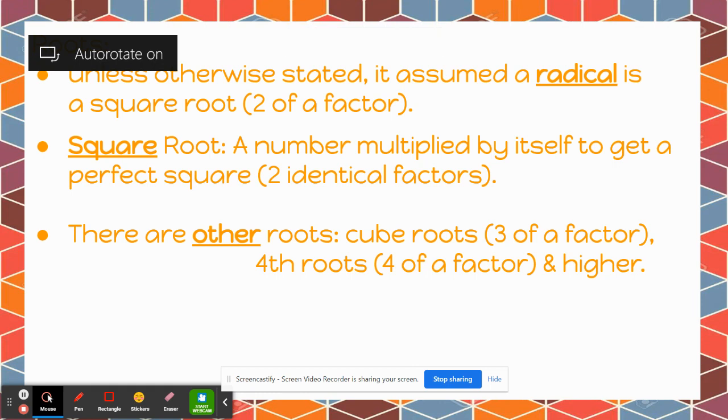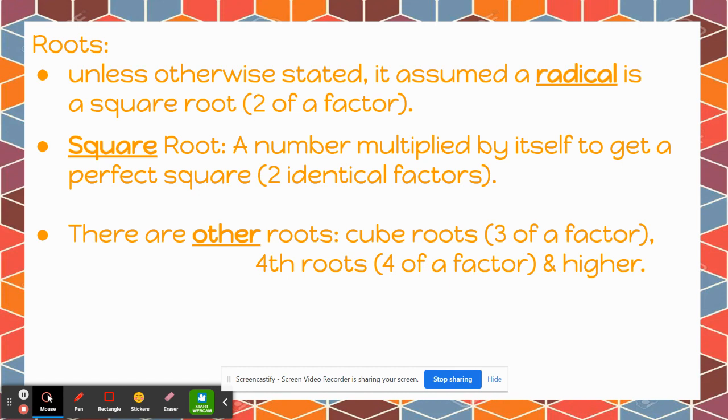All right, so the second part of your notes are going to talk about the different types of roots. Unless otherwise stated, it's assumed a radical is a square root, which means that the factor is 2. So you need pairs of 2 to pull it out of the square root. A square root is a number multiplied by itself to get a perfect square. So those two factors have to be the same, like 8 times 8. So the square root of 64 is 8 because you have a pair of 2's.